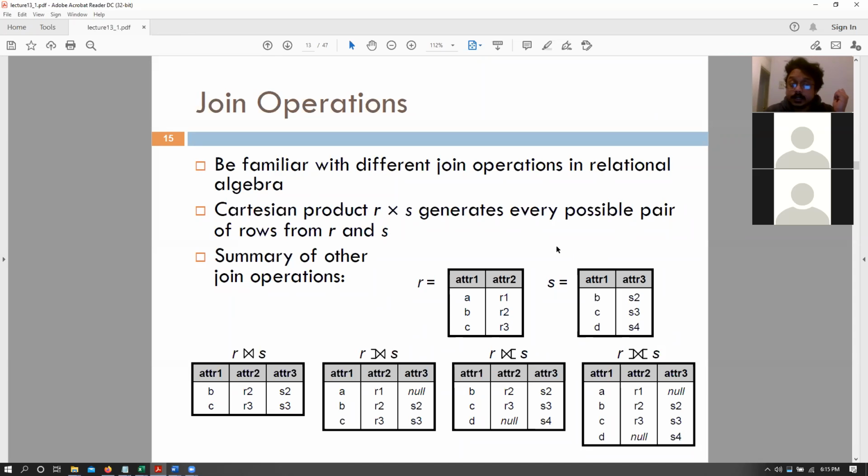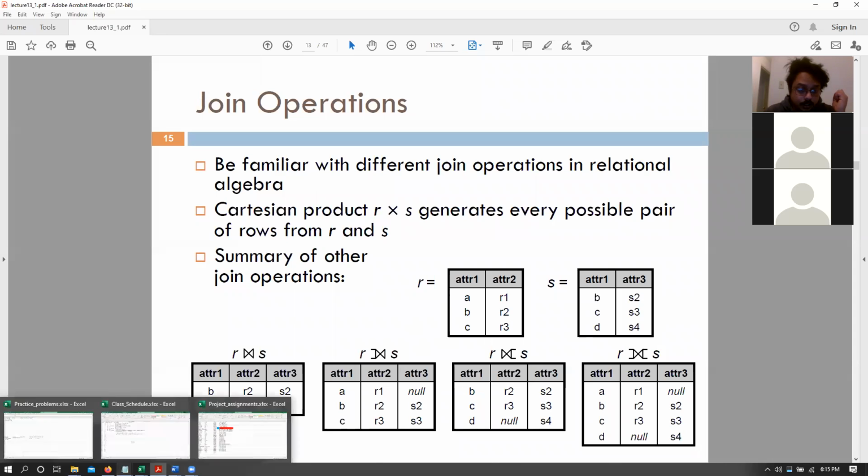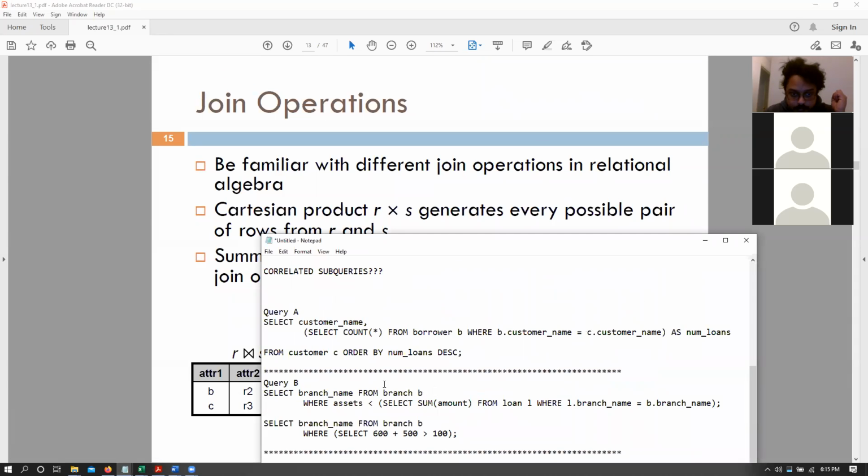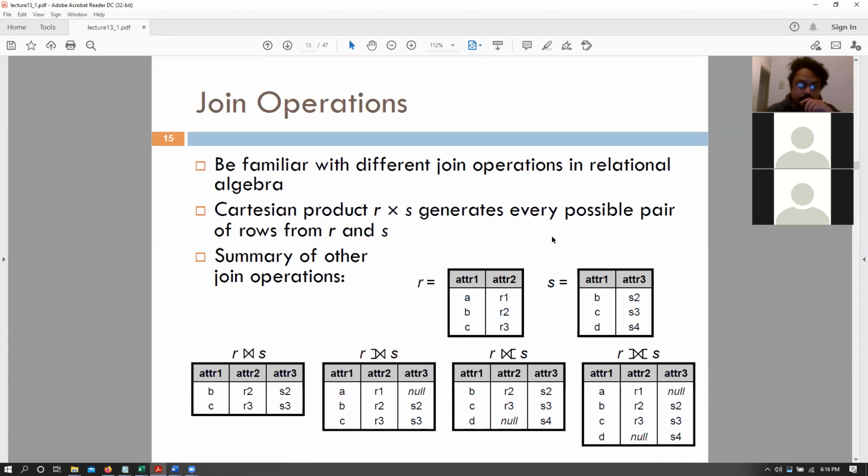So the cross product is essentially your FROM queries, right? So basically we have, let's say, FROM customer C, comma, branch B, whatever. That is your cross product. Whenever we have a comma, that is your cross product, right? So what does cross product do? It is essentially a multiplication and all possible combinations across all possible values, right?